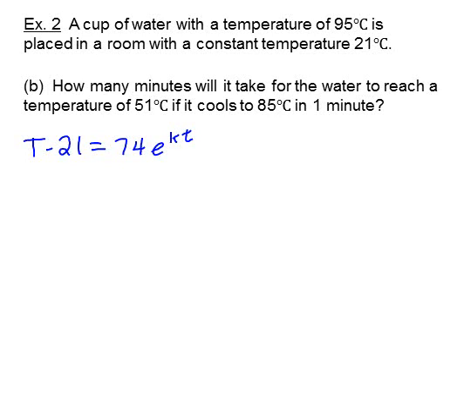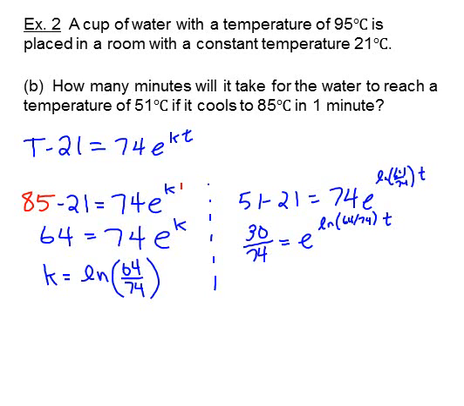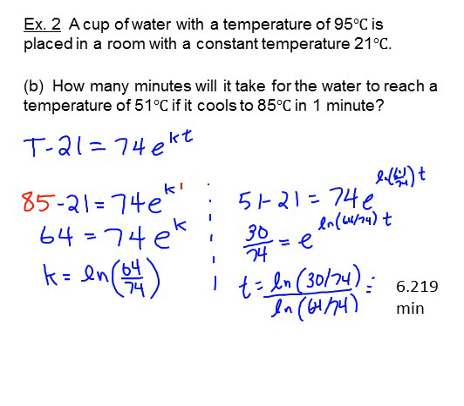For part B, the water temperature is 85 degrees after 1 minute. Substitute these values for capital T and lowercase t and solve for k. K is equal to the natural log of 64 divided by 74. Now use the value of k to find the time it will take for the water to reach a temperature of 51 degrees. It will take about 6.2 minutes for the water to cool to 51 degrees.